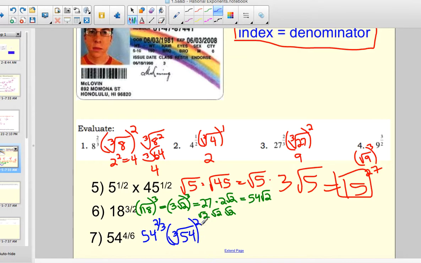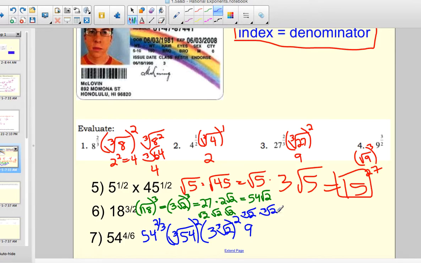Because the 3rd root of 54 is the 3rd root of 27, which is 3, and then the 3rd root of 2, and then squared. And this is where it gets tricky. You're going to square both, so 3 squared is going to be 9, and then the 3rd root of 2 squared, so the 3rd root of 2 times the 3rd root of 2 is not 2, because it's a 3rd root. You'd have to multiply it again by a 3rd root of 2 to get to 2.